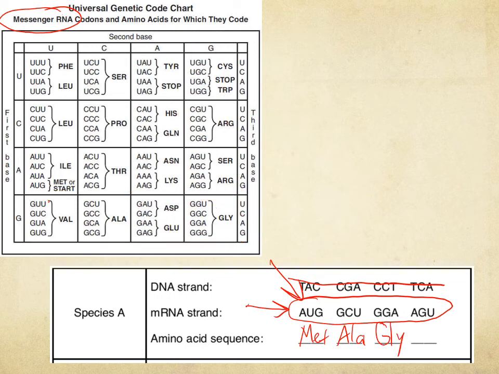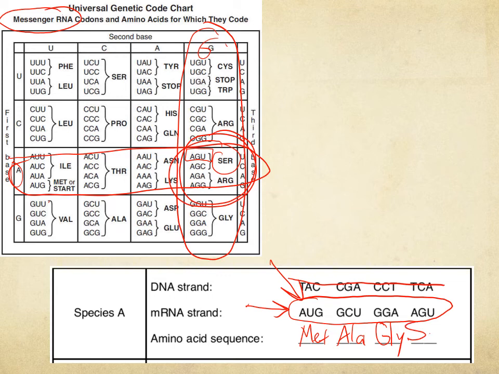And one last time, let me erase my ink. I see AGU as my last sequence. So here's my A, and there's my G. Everything in this row starts with A. Everything in this column has G as the second letter. They intersect right here. And AGU is our first choice right here. And it tells us that it codes for the amino acid serine, S-E-R.